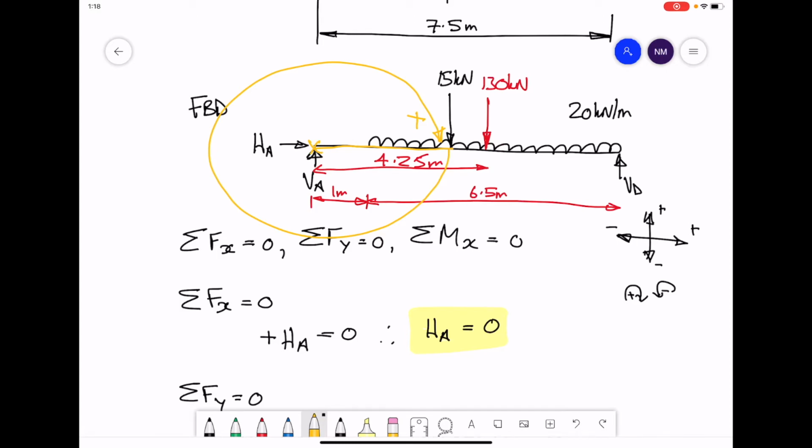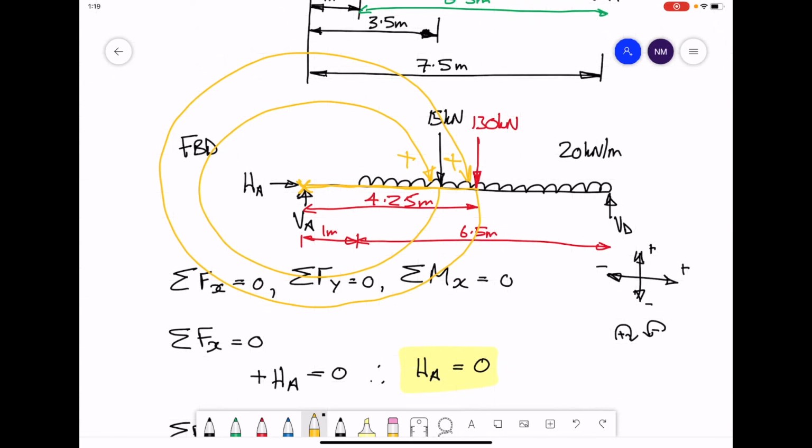Likewise, for the UDL, we consider the load concentrated in its middle, where the 130 kilonewtons is. Again, on a piece of string, allowed to freely rotate around point A, how would the 130 kilonewtons want to rotate around? It would want to rotate around in a clockwise manner, positive moment. Considering VD, again, if it were allowed to freely rotate on a piece of string, holding the string at point A, it would want to rotate around in an anti-clockwise manner, therefore a negative moment.